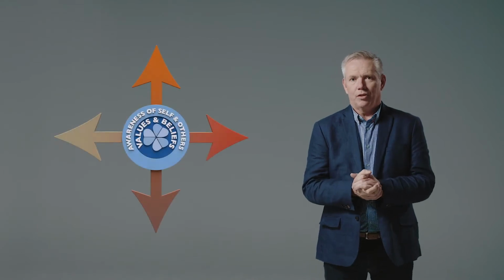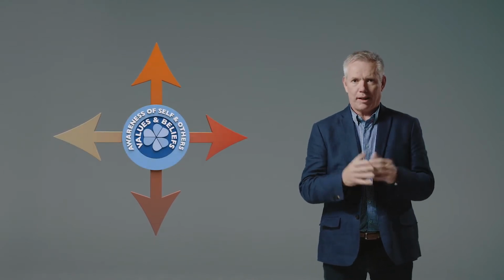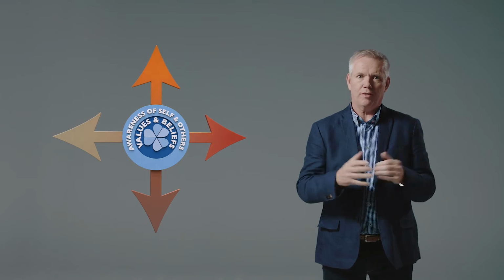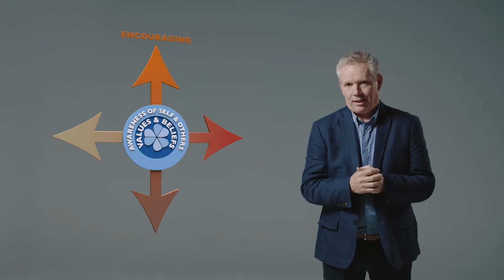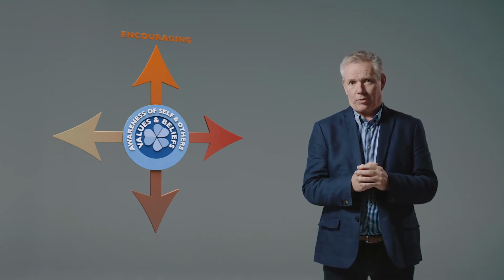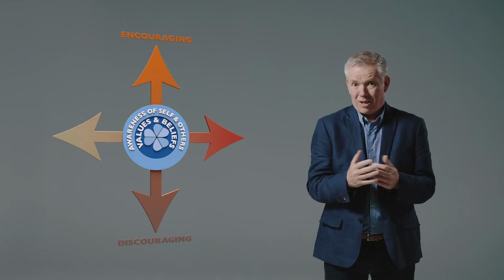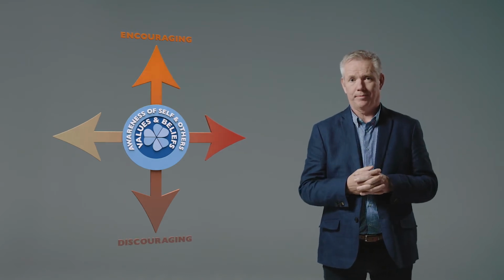Now, as I go through the model, just bring to mind a recent meeting that you've been in, and let's have a look at the model. So the vertical axis is all about others. Now, if you're good at focusing your attention on others, then it's likely that you're going to come across as very encouraging. If you're not, then you may end up coming across as discouraging or maybe even ignoring others.